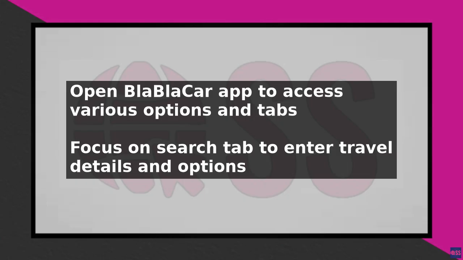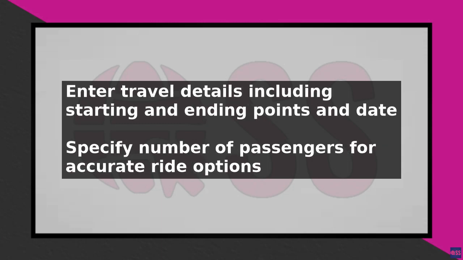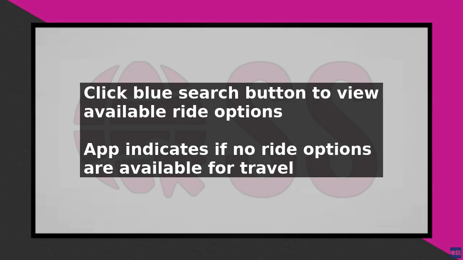In the search tab, you will need to enter your travel details, including your starting and ending points, as well as the date of travel. Additionally, you will need to specify the number of passengers. After entering this information, you can view available ride options, which may vary depending on your location and travel date.